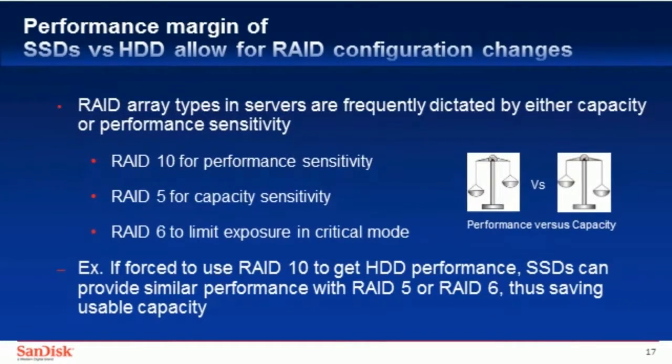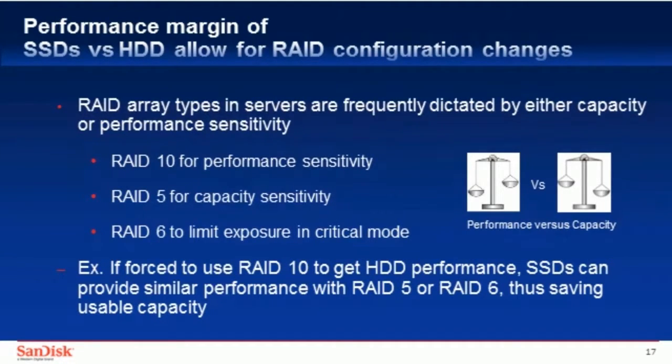You make a statement when you go with the RAID 10 that performance is more important than capacity. When you go with the RAID 5, you're making a statement that you feel that the capacity needs are more important than the performance needs of the RAID 10, or at the very least, RAID 5 is good enough for performance for you. When you go with the RAID 6, you're really trying to limit your exposure in critical mode. In other words, in a RAID 5, if you lose a drive, the week it takes to rebuild that large capacity array, you're exposed to a failure.